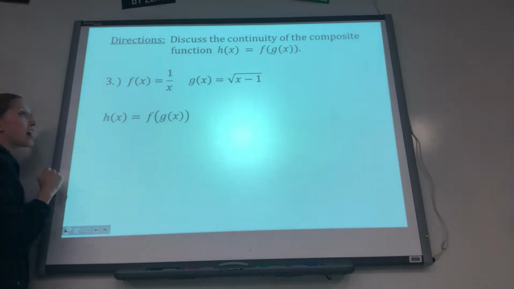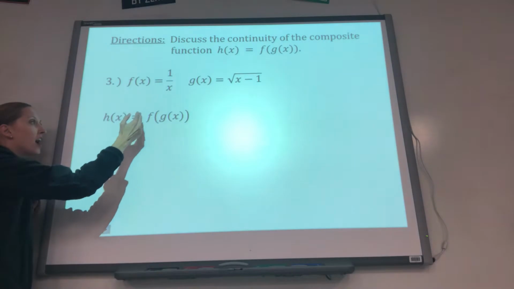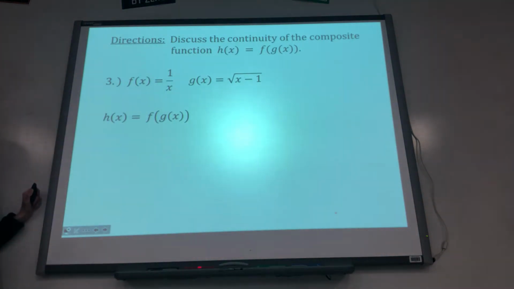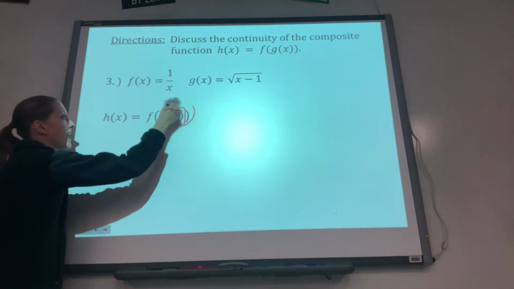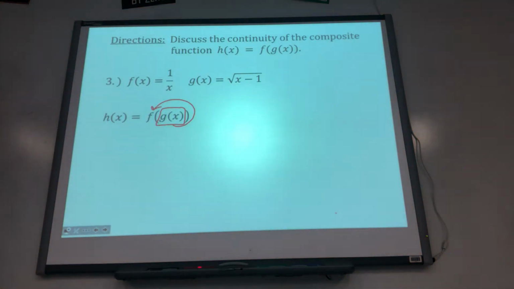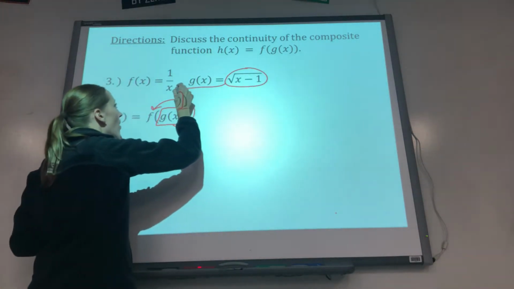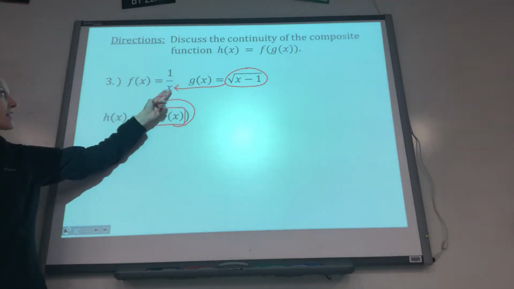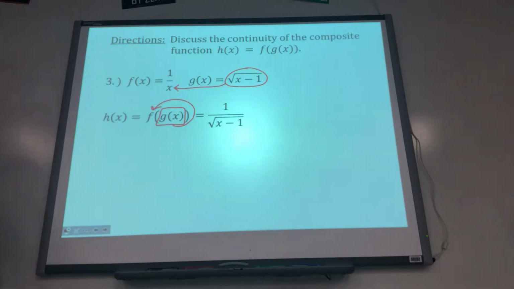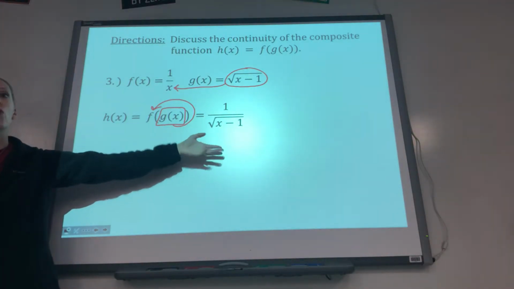It tells me up there in the directions, h of x is f of g of x. If you forgot how composite functions work, this means I have to take g of x and plug it into f of x. Wherever you see x right here, replace it with the square root of x minus 1. This is the function that we're going to graph.